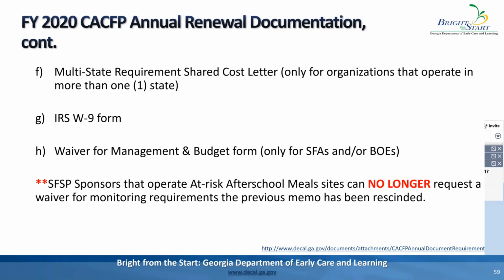Please ensure you visit the fiscal year 2020 CACFP annual renewal documentation requirements PDF that will be on DCAL's website for more information regarding annual renewal documents. The PDF document is also located in the handout section of your toolbar and is available for download. The annual renewal documents should be uploaded in the attachment list section of Georgia Atlas. We will look at each required document on the next few slides.